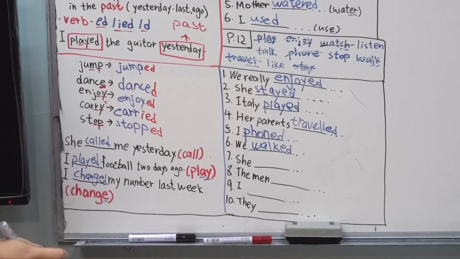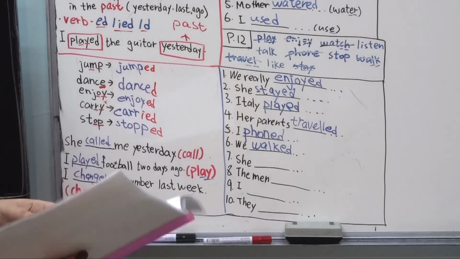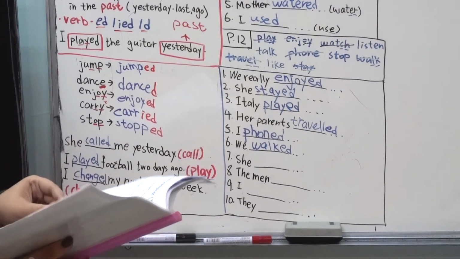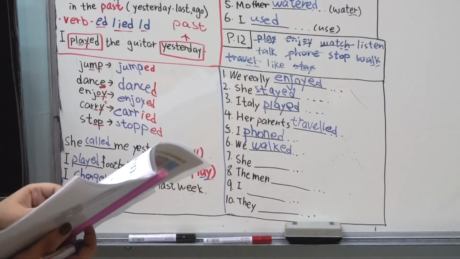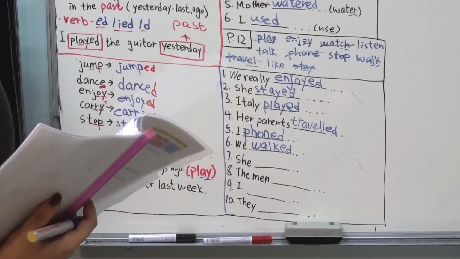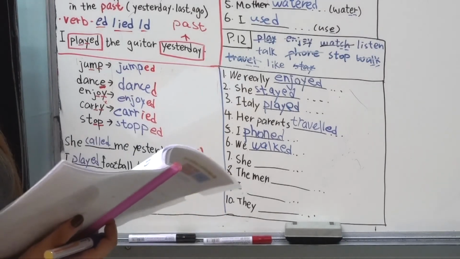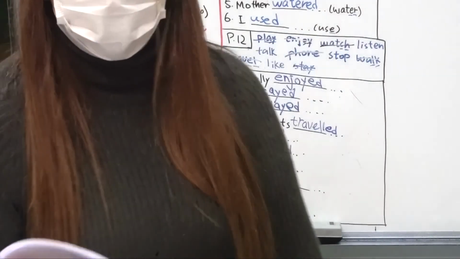The last 4 left. You do it by yourself. I'll give you 1 minute. Okay, I'll give you 1 minute to do 4 of them. Okay, your 1 minute starts now. Let's see how fast you are.